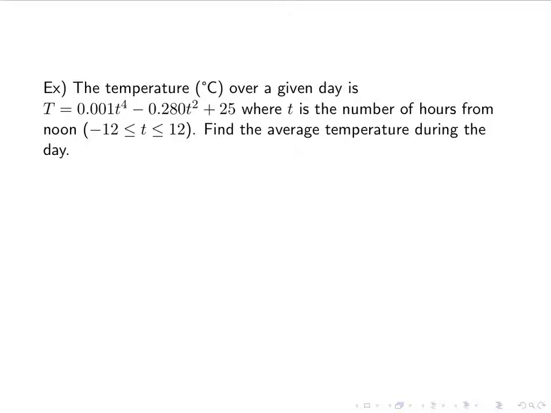So the temperature in degrees Celsius over a given day is given roughly by capital T for temperature equals 0.001 lowercase t to the 4th minus 0.280 t squared plus 25, where lowercase t is a number of hours from noon. So t goes from -12 to 12. We want to find the average temperature during the day. So we're going to set it up. It's 1 over b minus a, so 1 over 12 minus -12, times the integral from -12 to 12 of our function, dt, where t is our variable.